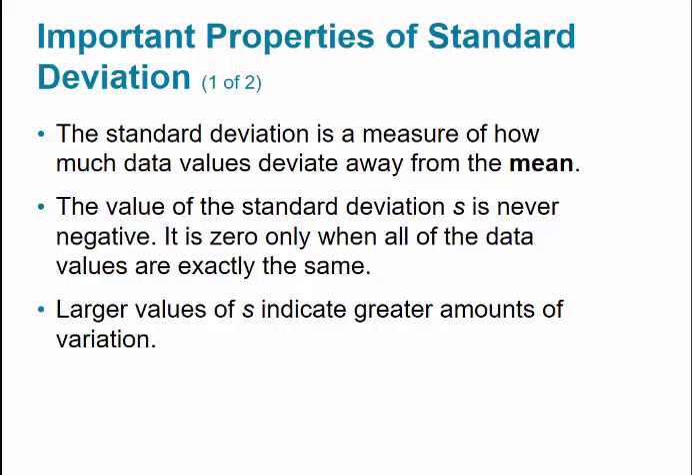And so some important properties of standard deviation. Standard deviation is a measure of how much data values deviate away from the mean. I like to call it the average distance the data point is from the mean. The value of the standard deviation, s, is never negative. It is 0 only when all of the data values are exactly the same. Larger values of the standard deviation indicate a greater amount of variation.